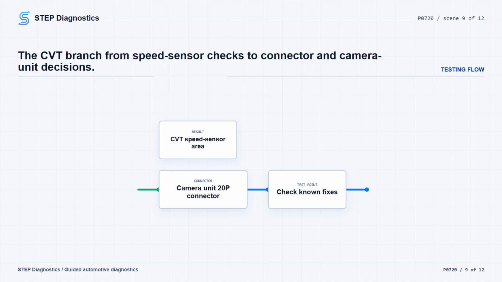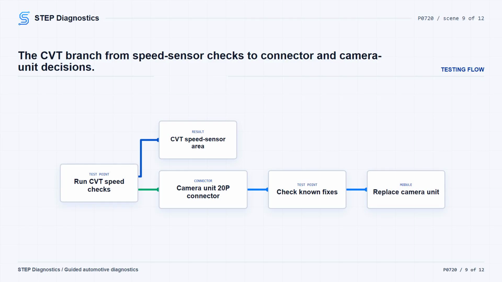If that check is okay and the failure has been duplicated, inspect the multipurpose camera unit 20P connector for loose terminals and poor connections. Also check for any applicable service information related to the codes or symptoms being diagnosed. If those checks are okay, replace the multipurpose camera unit.